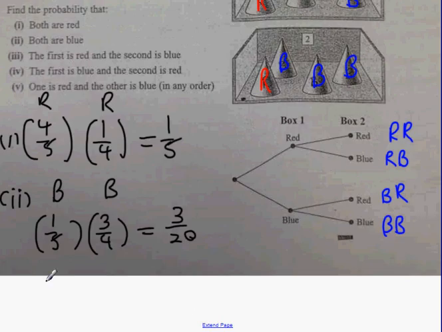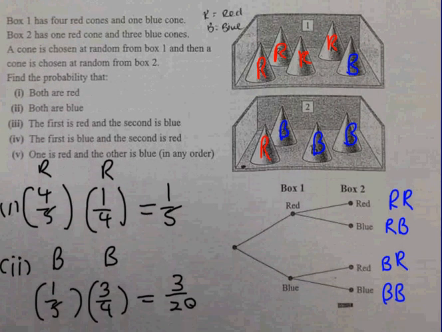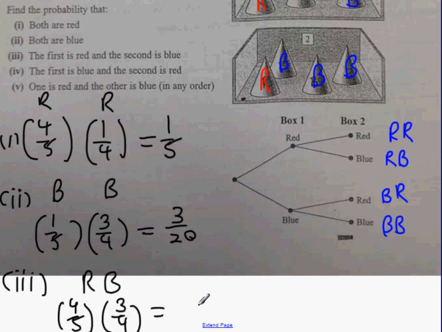Next one. The first is red, the second is blue. So red followed by blue. Red in the first game is going to get you what, guys? Red in the first game? 4 out of 5. Blue in the second game? 20 seconds. I'll finish this off, then I'll let you have a break. 3 out of 4. 3 out of 4. And what's the answer going to be? You multiply. And you get 3 out of 5.